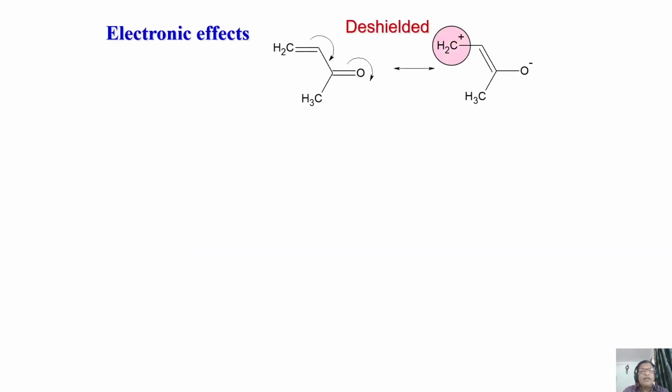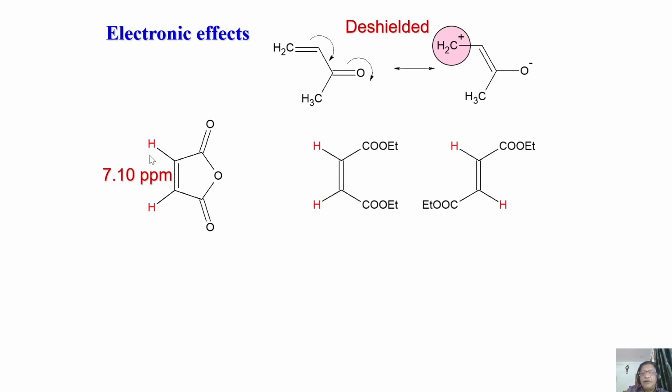This is another important effect, for example, the electronic effect, which causes a shift in the peak position. In a molecule like this, substitution of C double bond O in this 5-membered ring made these two peaks, of course there is a chemical equivalence, move to downfield. This gets de-shielded. Okay, this is because of this.